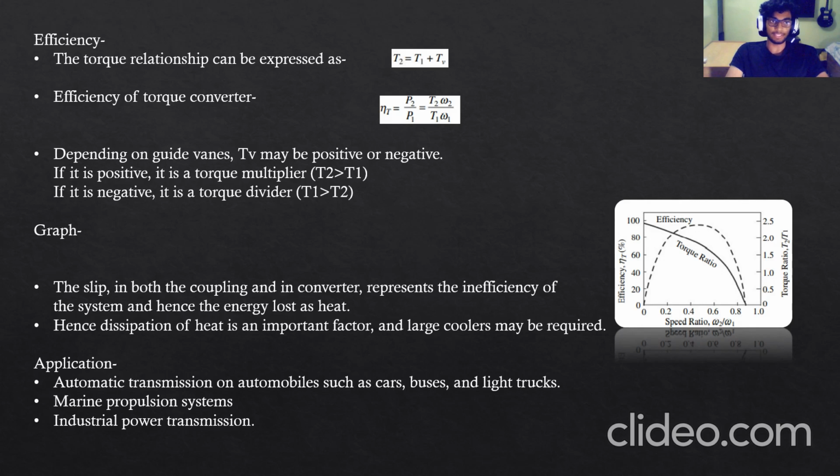And depending on the guide vanes, TV may be positive or negative. If it is positive, it is a torque multiplier. If it is negative, it is a torque divider. And usually in automobiles, it is used as a torque multiplier.